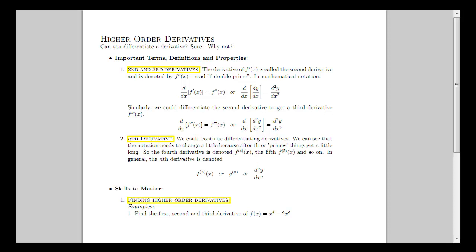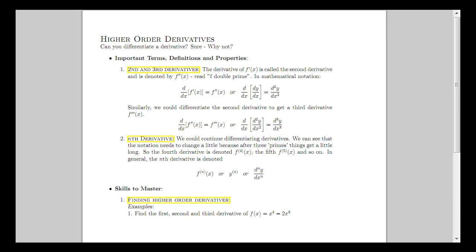You could continue differentiating. You could take a derivative of a third derivative to get a fourth derivative, and then a fifth derivative, and so on. But essentially, once you get past the third, we change our notation a little bit. If you're using the dy dx notation, it really doesn't change. You just replace the 2 or the 3 in the dy dx notation, like d squared y over dx squared, with, say, the fifth derivative. It would be d to the fifth y over dx to the fifth.